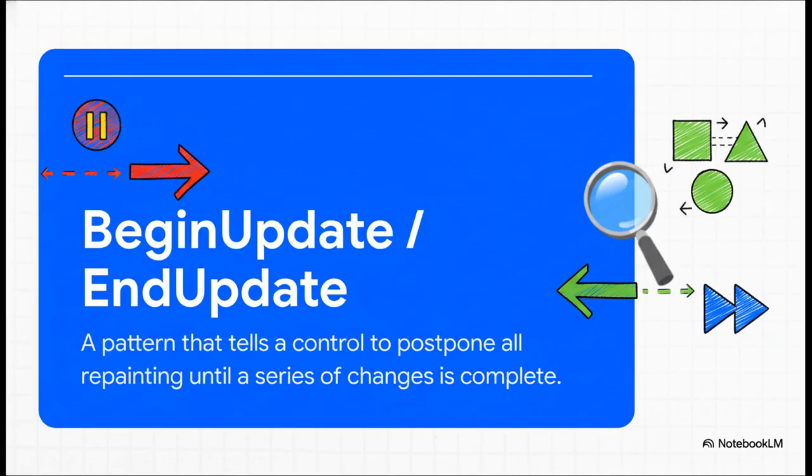When you call begin update, you're basically telling the UI control, hey, hold on, I'm about to do a bunch of work. Don't redraw yourself, don't recalculate your layout, just wait. Then you can go ahead and add hundreds of items, change all their properties, do all your heavy lifting. And when you're done, you make one single call to end update. And only then does the control repaint itself, just once, with all the changes applied. You're batching all that work into a single efficient operation.